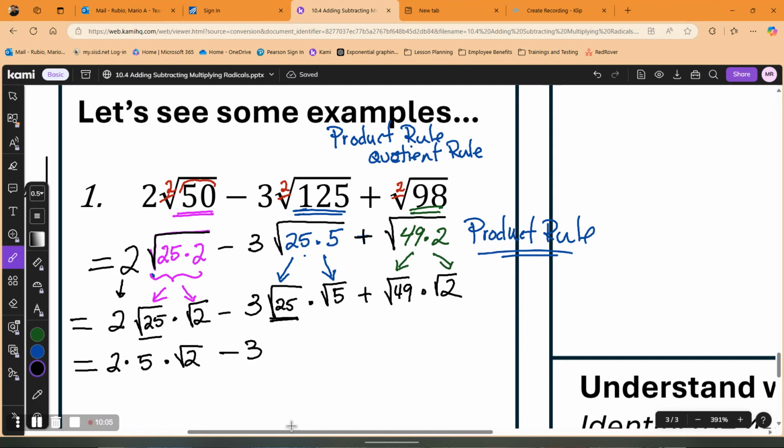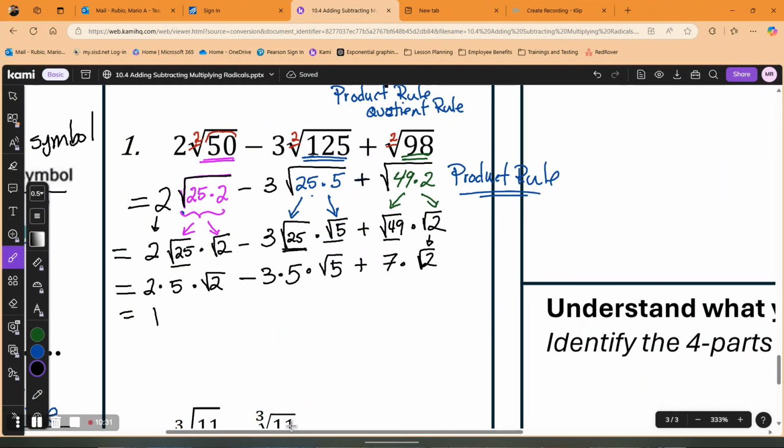Again, the square root of 25 is 5. Once I take the square root of 25, it turns into a 5, and the radical symbol disappears. Times, don't forget, I still have this 5 down here. Plus, this is 7, and I'm going to bring down the square root of 2. Okay, so now I can simplify one more time. Boy, I'm running out of space here. 2 times 5 is 10 times square root of 2. Minus 3 times 5 is 15 times square root of 5. Plus 7 times square root of 2.